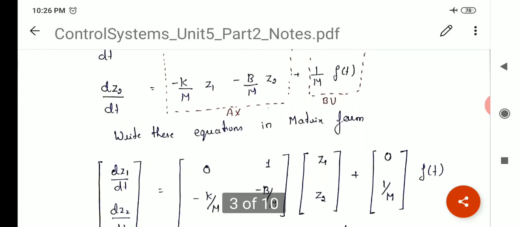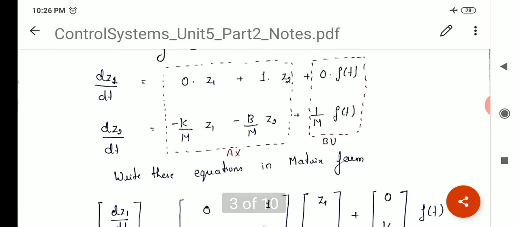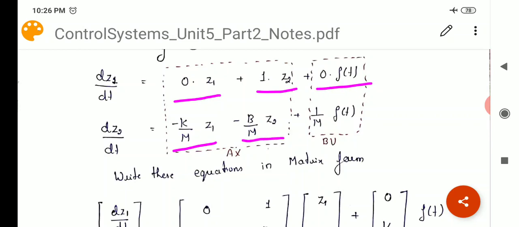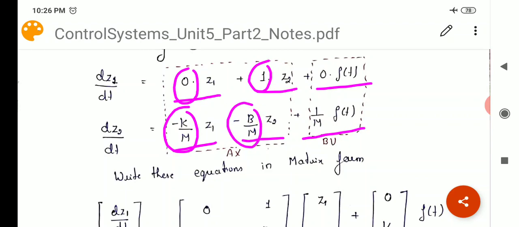Now what do you get here? Here it is important that you write the equations in a proper format: z1, z2, again z1, z2. So here it is input u, input u. Now write all these coefficients in the matrix form. So observe the ones which I am circling. Now these are the coefficients that you should write in the matrix form.